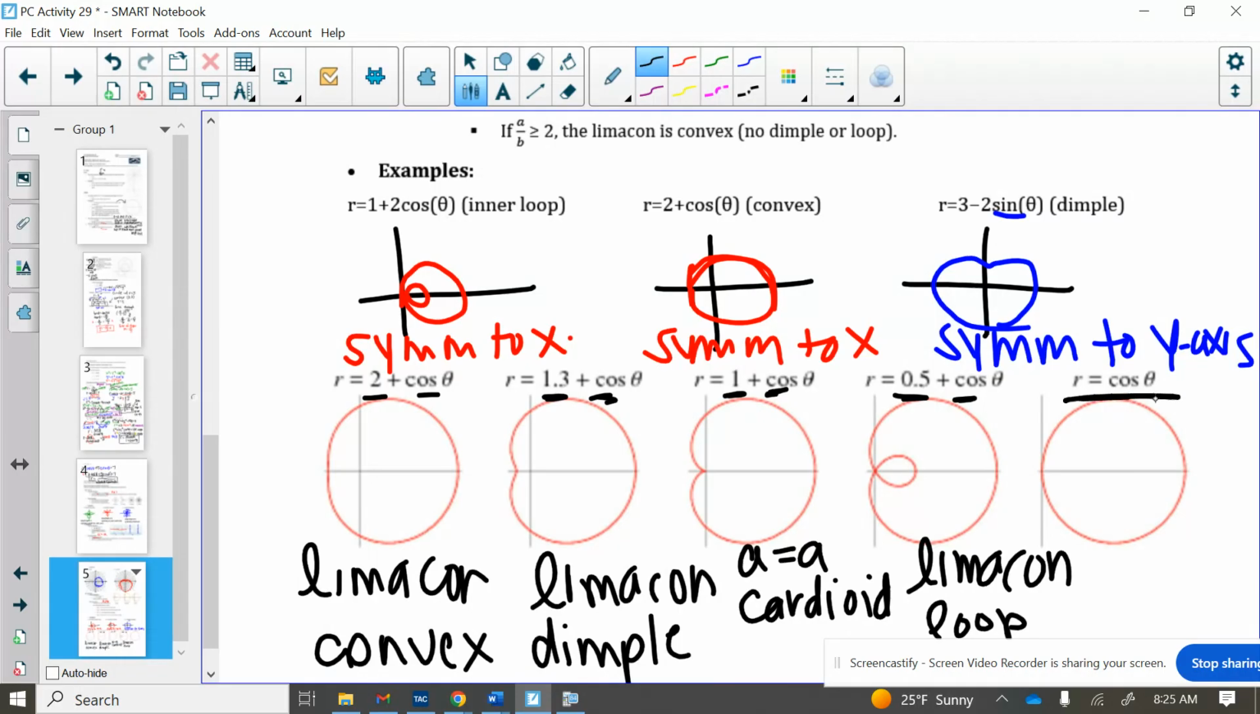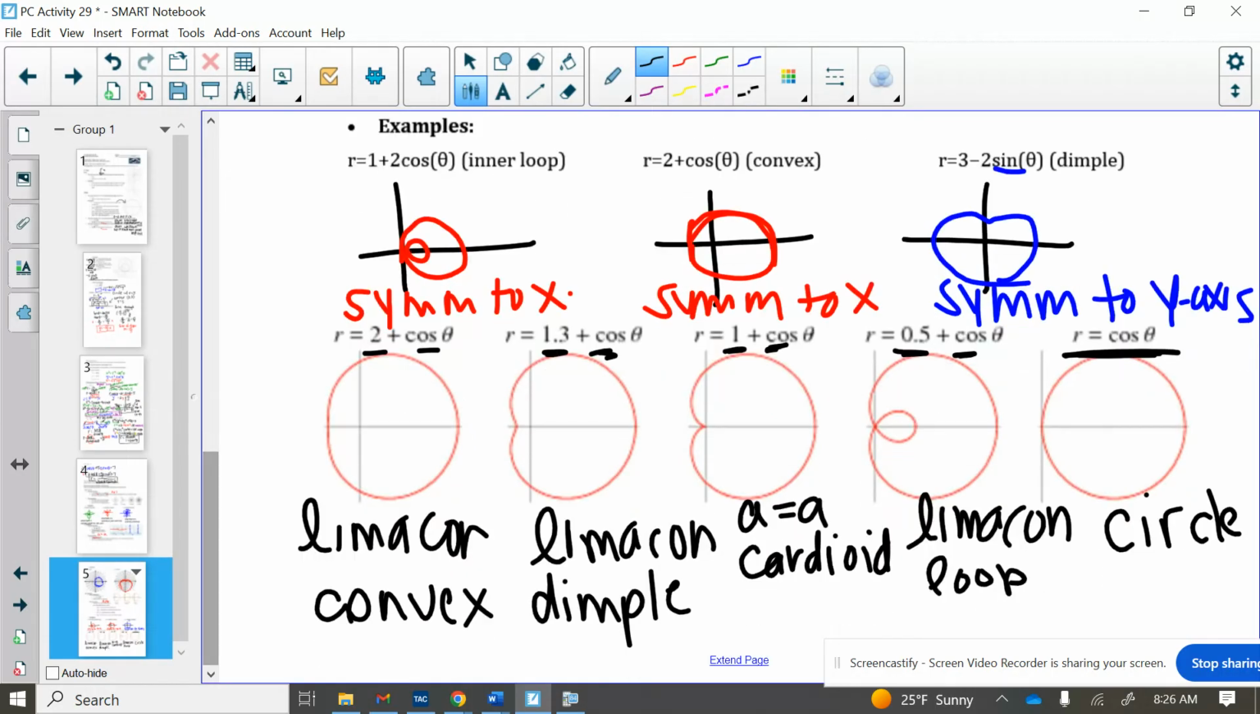And then our last one, this is actually just going back to being our circles, right? We just talked about that before. So don't forget, just because we talked about these new polar curves doesn't mean that they're always that. Circles, lines are still in play.